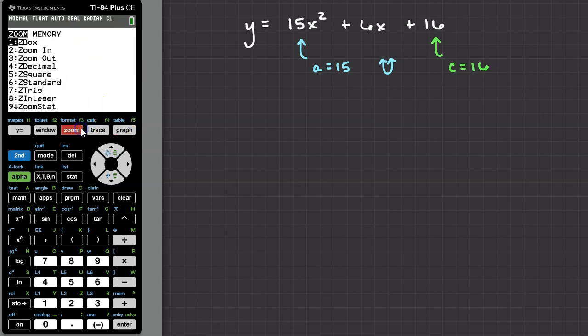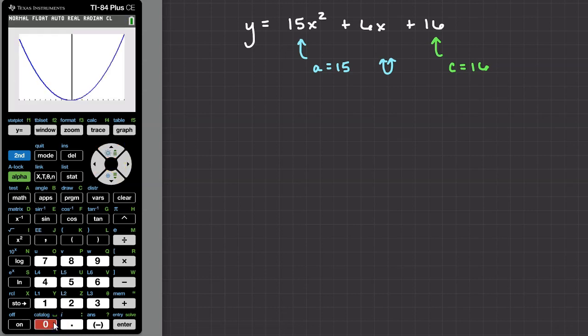Hit the zoom button on your calculator, then hit the up arrow on your cursor. This will skip to the bottom of the menu. We're going to choose option 0, zoom fit. The calculator will automatically determine the appropriate window settings to visualize the function. Then hit trace to view your cursor. We can see that y-intercept clearly now. When x equals 0, y equals 16.